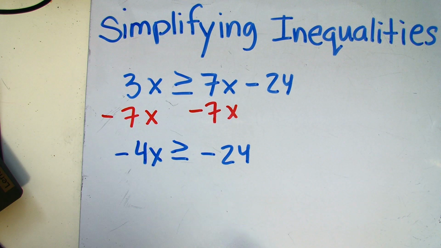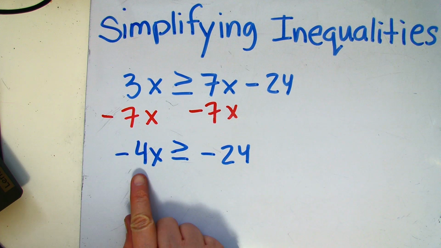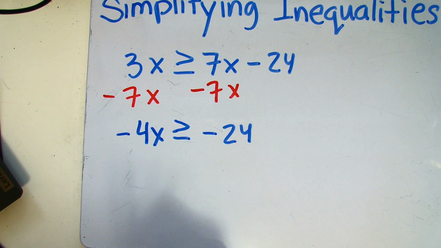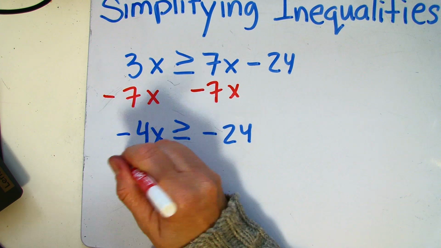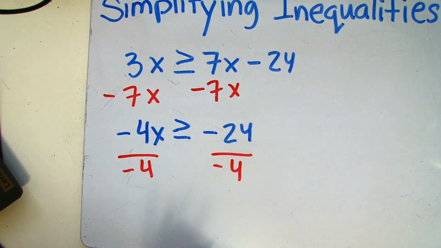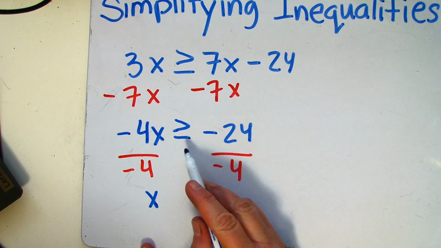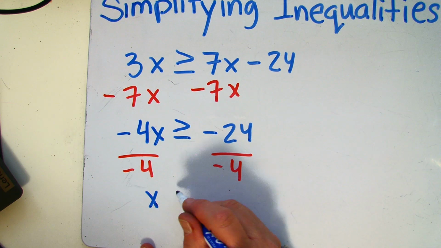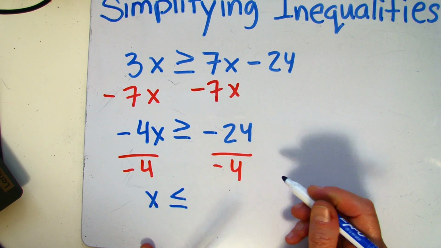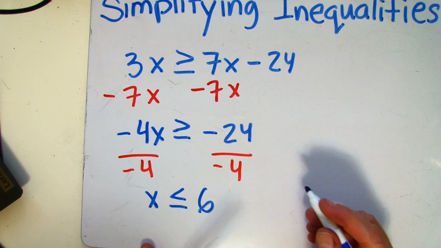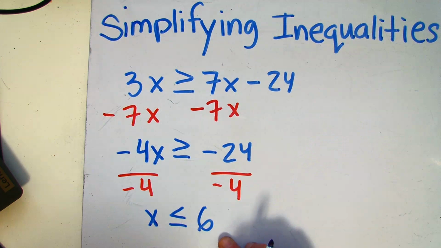Now, in a recent video, I talked about what happens when we are multiplying or dividing by a negative number with inequalities. We are going to divide in this case by negative 4 on both sides. What's going to happen though is our inequality symbol is going to be reversed. Instead of greater than or equal to, it's now going to become less than or equal to. And this becomes 6.